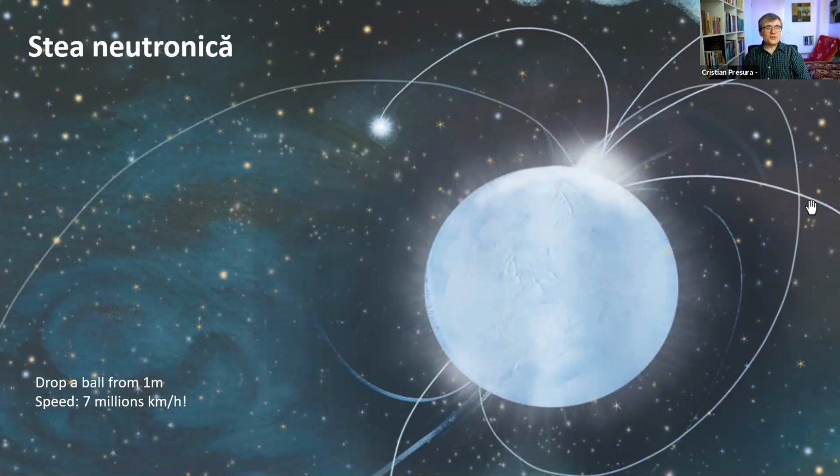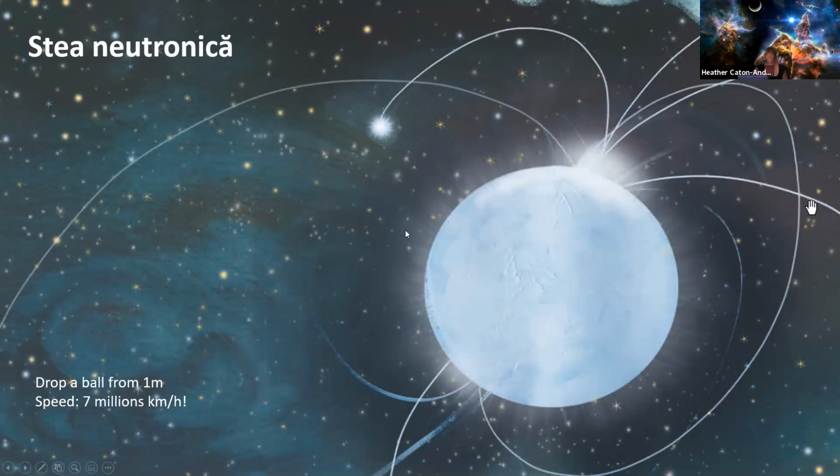You wouldn't like to drop your spoon when you are in the kitchen on the neutron star. You eat something and suddenly you drop your spoon. The speed of the spoon when it hits the ground is going to be 7 million kilometers per hour. It is crazy, insane. That's quite a force. It's quite a force, yes.